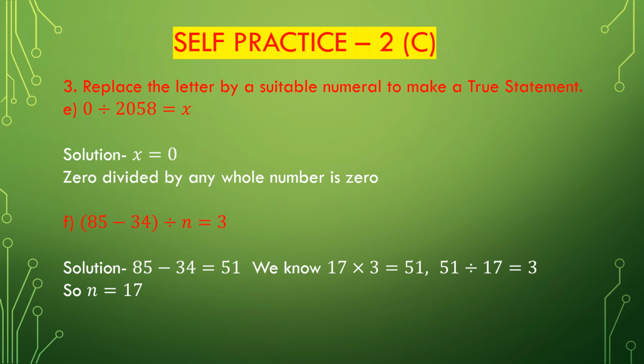First we perform this parenthesis. 85 minus 34 is 51. Then 51 divided by n equal to 3. We have to find the number such that 51 divided by that number, we get 3. So we have to divide 51 by 3. We know in the table, 17 multiplied with 3 is 51. So 51 divided by 17 equal to 3. So n will be replaced by 17.